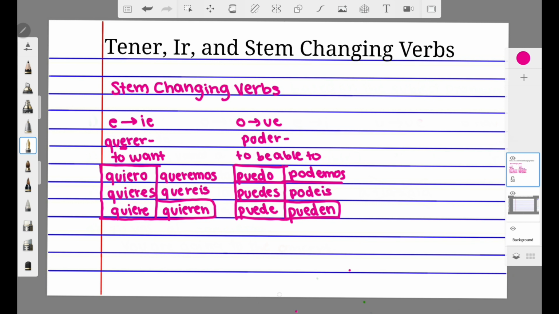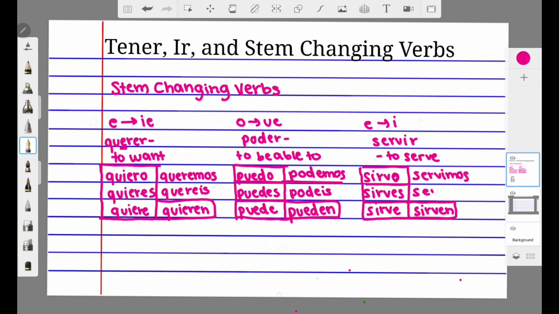Alright, our next one is E to I. For example, we have servir, to serve. So we have sirvo, sirves, sirve, sirven. That's your boot. And then servimos and servís goes back to normal.